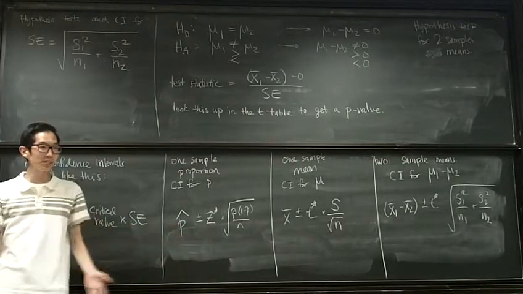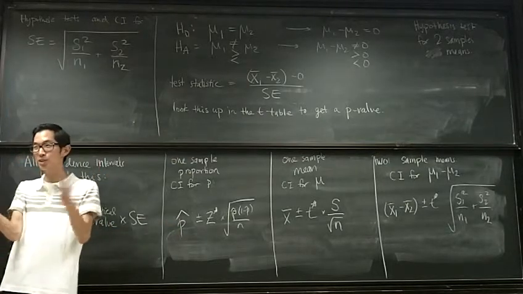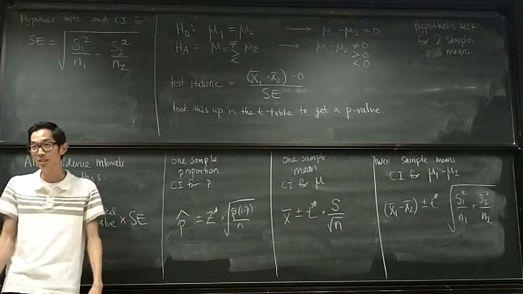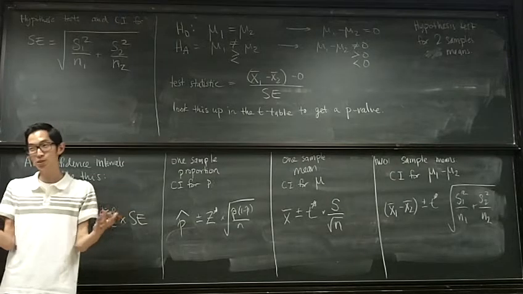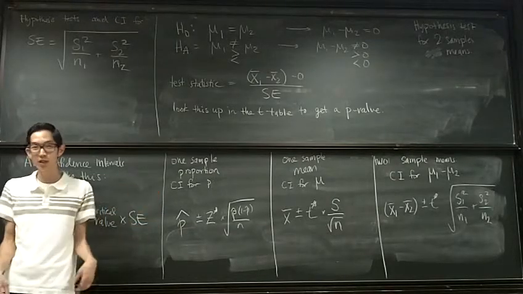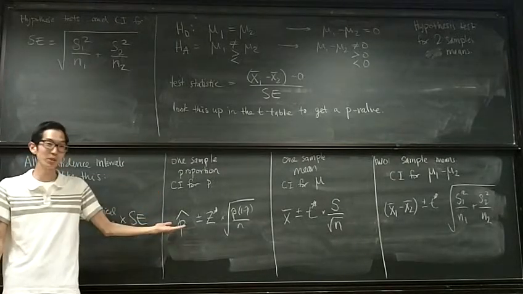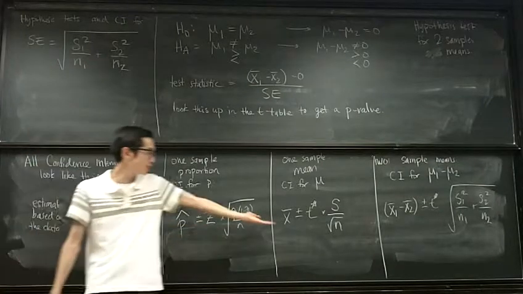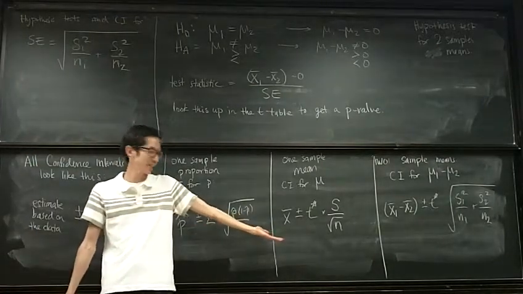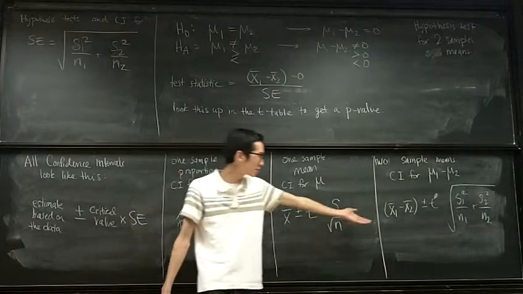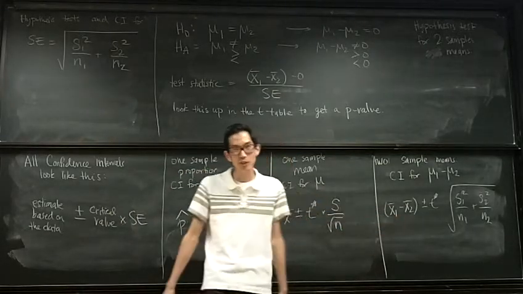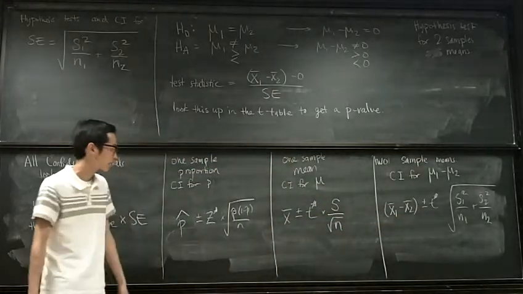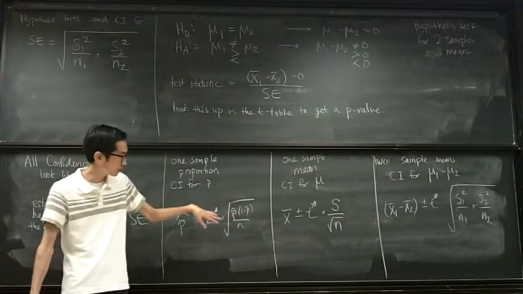If I take a sample and my sample shows 48% are going to vote for candidate A, I go 48% plus or minus whatever my margin of error is. That's my middle. What's the middle of this one? X bar. And what's the middle of this one? X bar 1 minus X bar 2. Good. The margin of error is this entire thing, right?